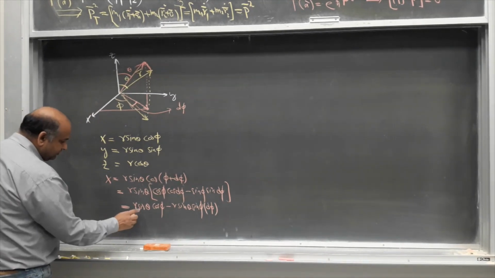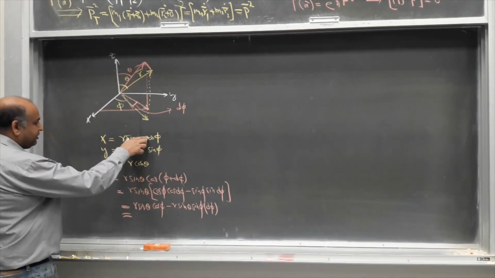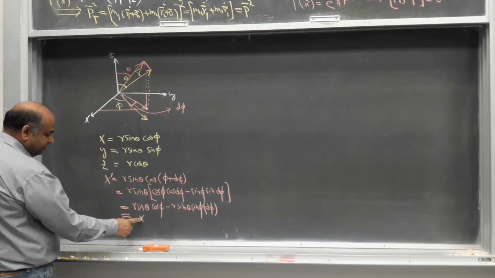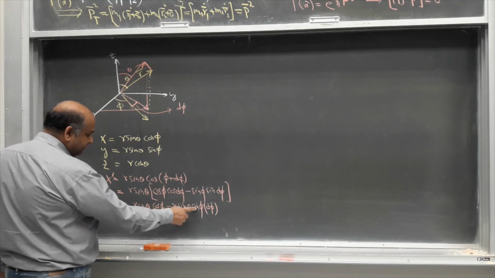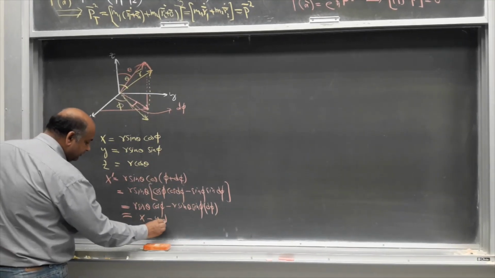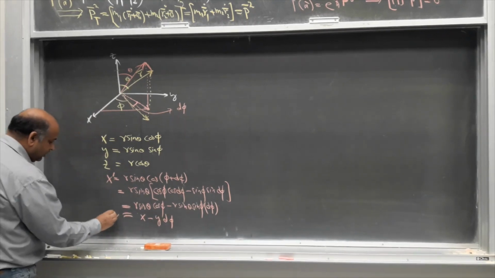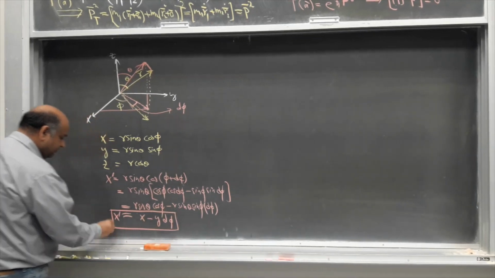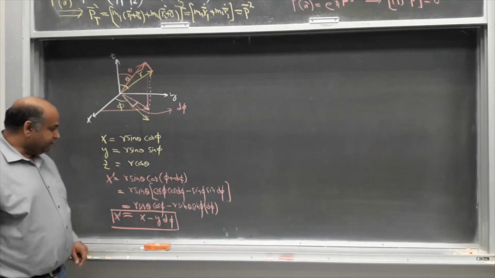So this becomes r sine theta cos phi minus r sine theta sine phi d phi. Here r sine theta cos phi is nothing but the old x, so let me call the new one x prime. And r sine theta sine phi is the old y, so it is minus y d phi. So after rotation, the coordinate becomes x minus y d phi.